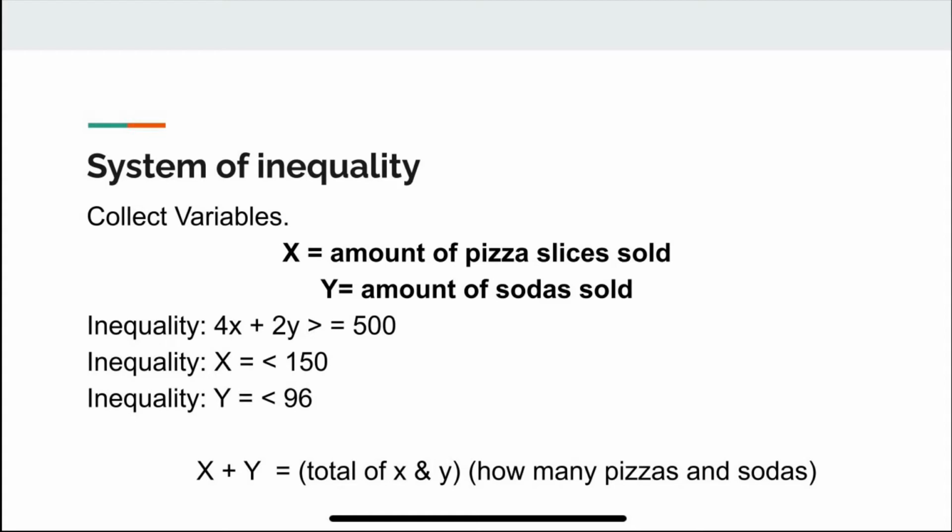Next, you identify the amount of boxes of pizza coach brought, which were 15, and you would take the number of slices in each box, which is 10, multiply 15 and 10, which would give you 150, which is how many slices you have to sell, and that gives you x is less than or equal to 150.